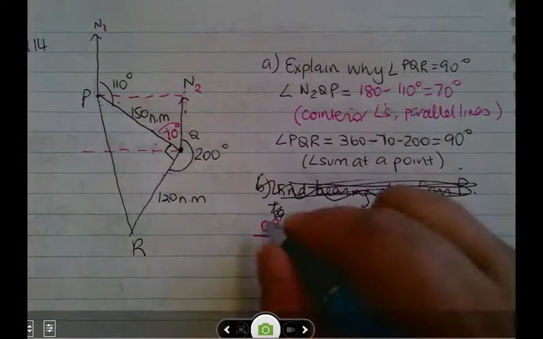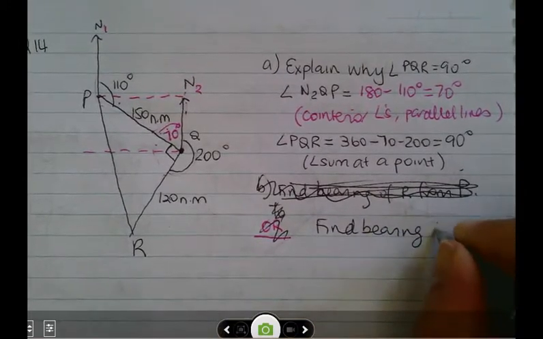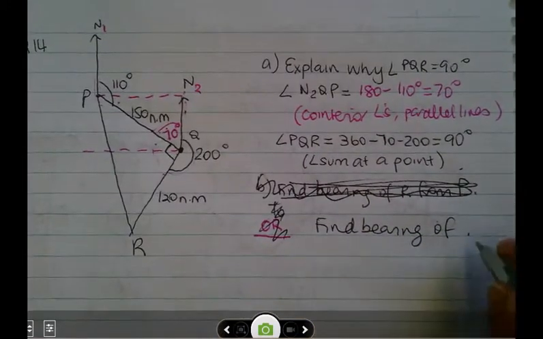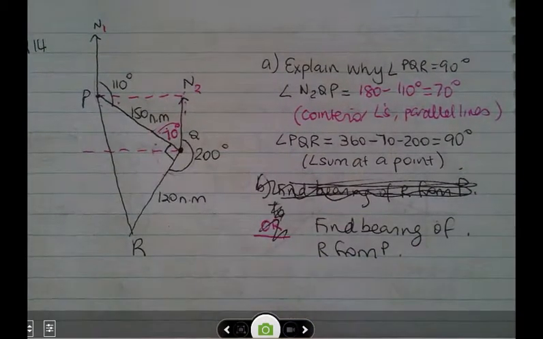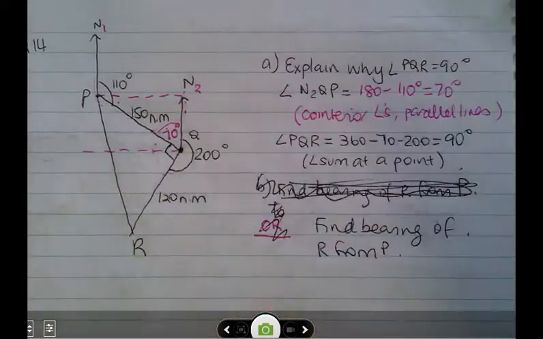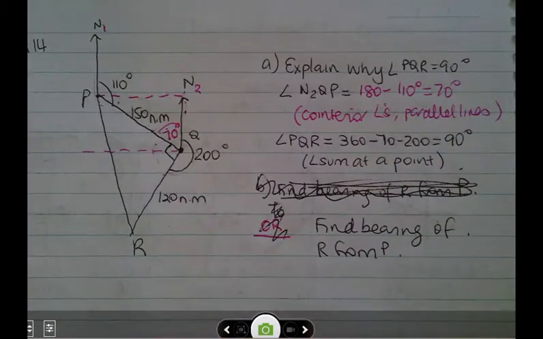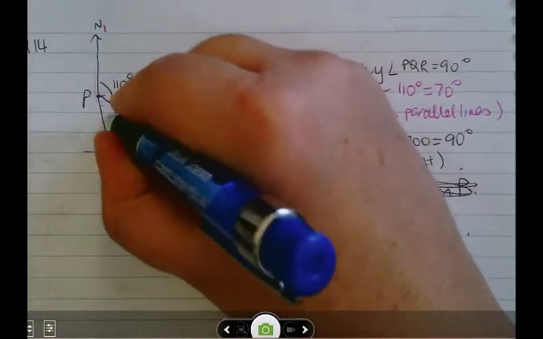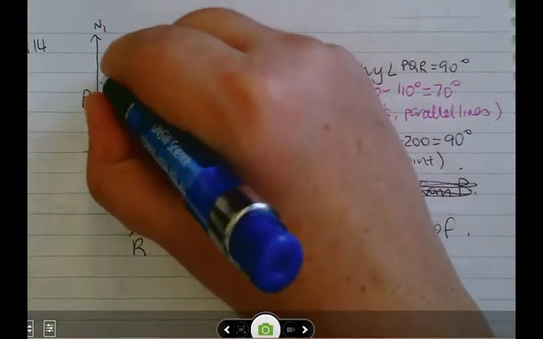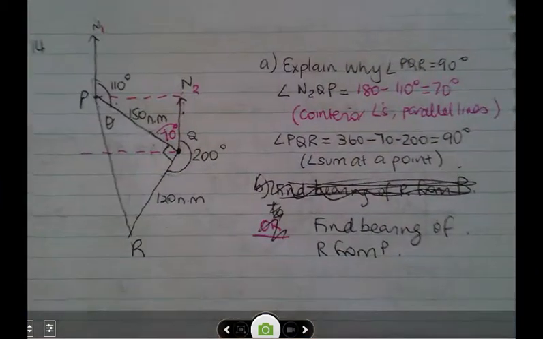And now the other bit is to find the bearing of R from P. How are we going to do that? The reason we showed that this is 90 degrees is now we can find any angle in the triangle using trigonometry. So if they want the bearing of R from P, it'd be a good idea to find this one, because we know the bearing is going to be 110 plus whatever this is. So put your theta there.